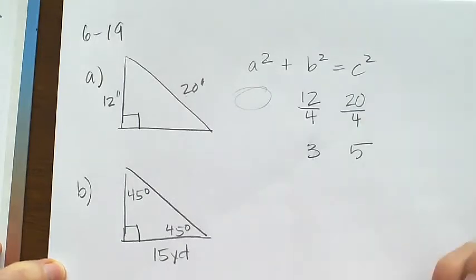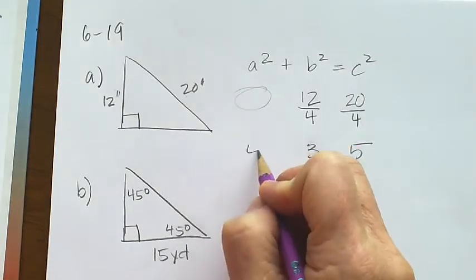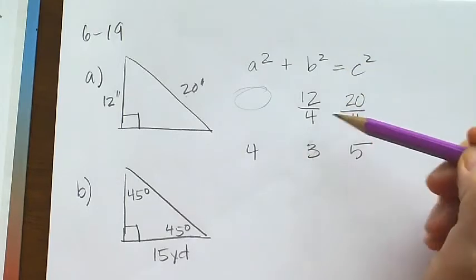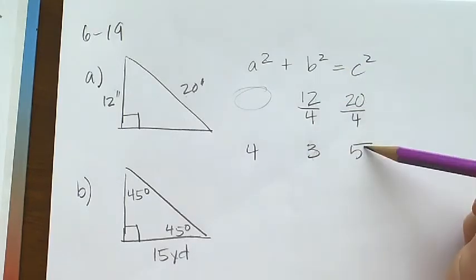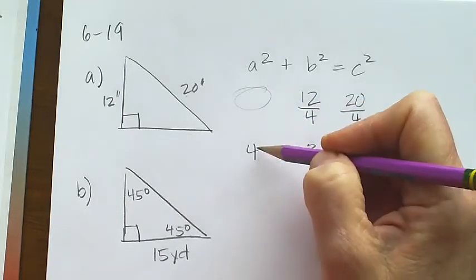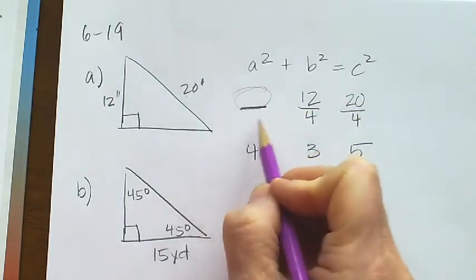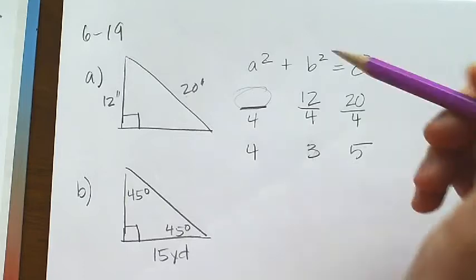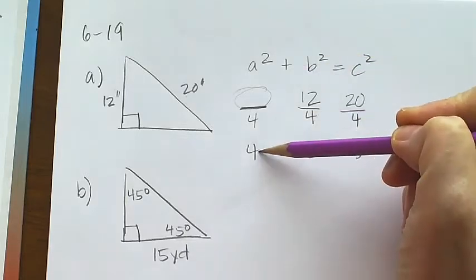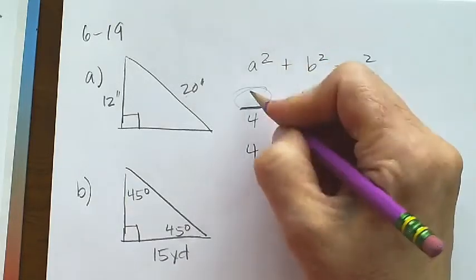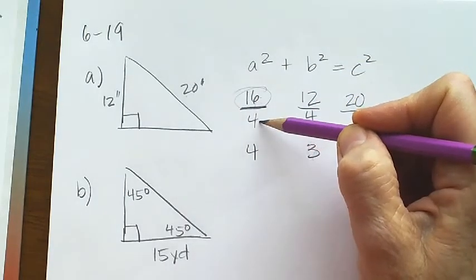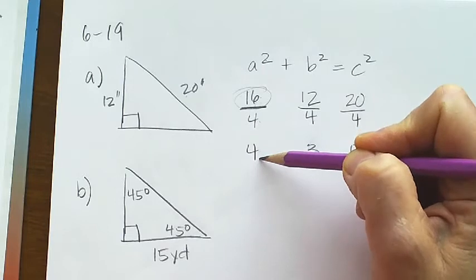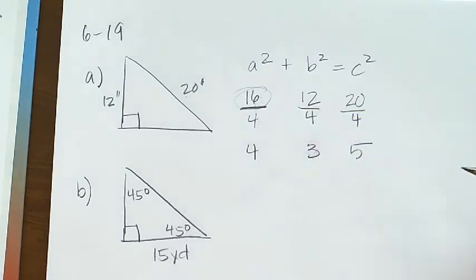That's the most common right triangle that you have. So I know this is a 3, 4, 5 triangle, and this 12 is 3 times 4, 20 is 5 times 4, so I'm just going to do 4 times 4, or I could say to myself, what divided by 4 would give me 4, so it would be 16.